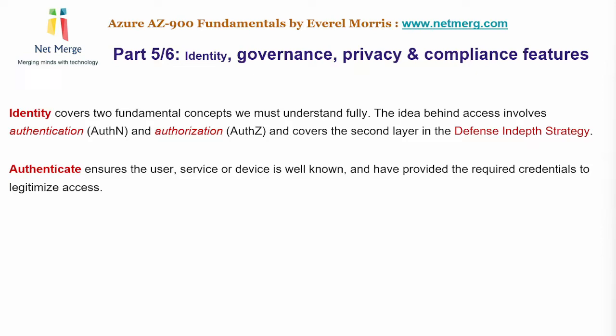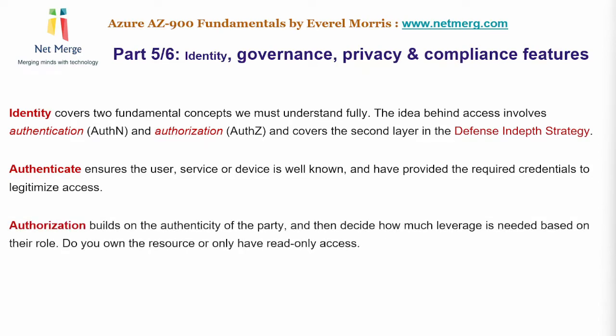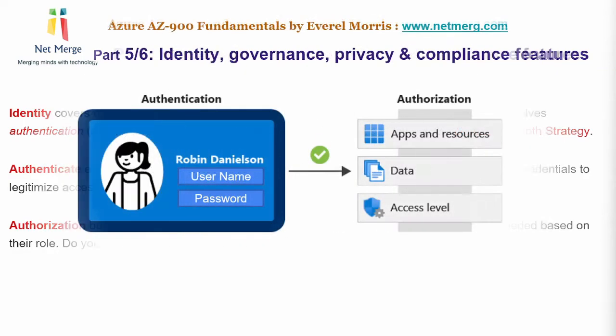Now, authorization, as we discussed with role-based access control before, has to do with the amount of access you would have to a particular resource. It builds on the authenticity of the party, resource, or device that was connected, and then decides how much leverage is needed based on their role. Do you own the resource or only have read-only access to it? That is an example of the type of access that you might have.